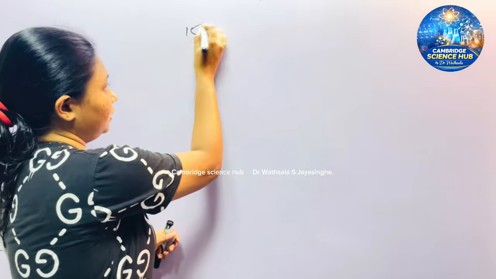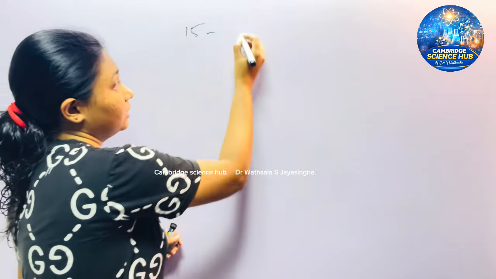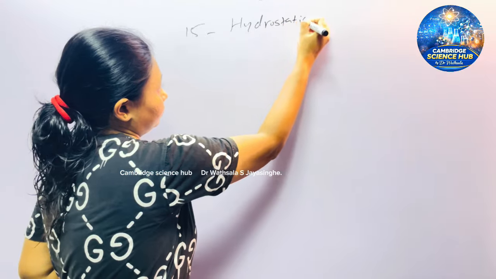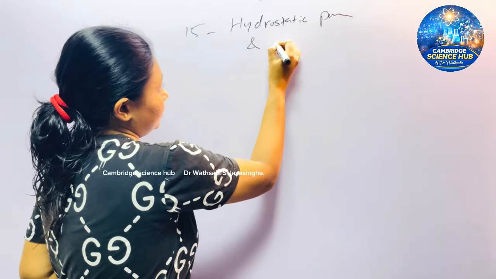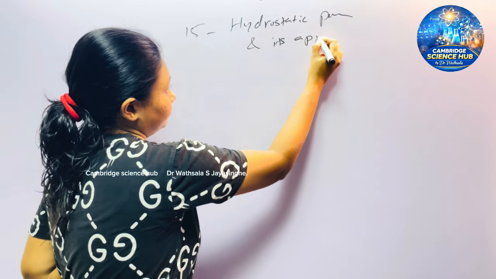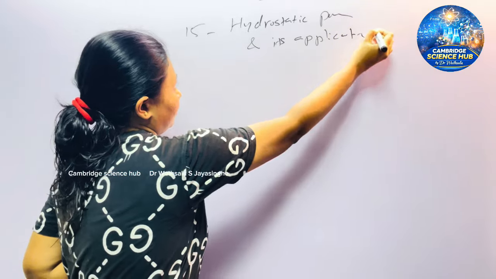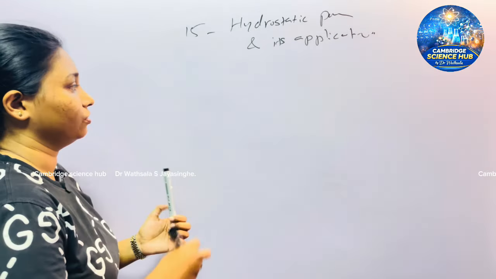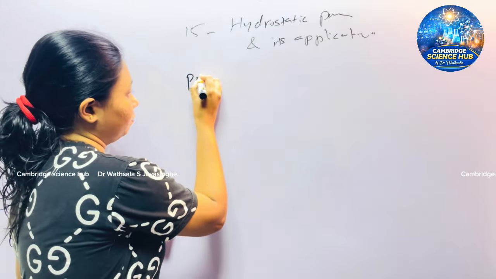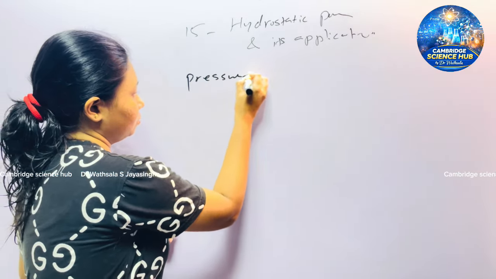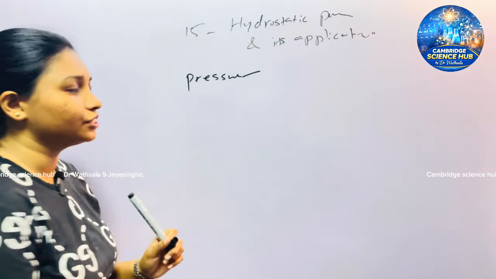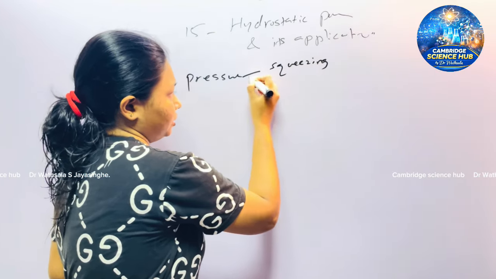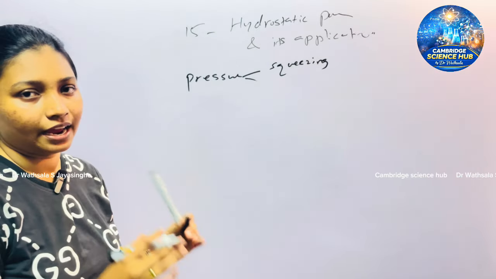That's chapter 15 in the grade 10 book, that is hydrostatic pressure. Hydrostatic pressure and its applications. Before starting the chapter, you should have a rough idea about what pressure is. Already you have studied about pressure in previous classes. So, pressure is something like a feeling of squeezing. That is the pressure. And also pressure can be in any matter.